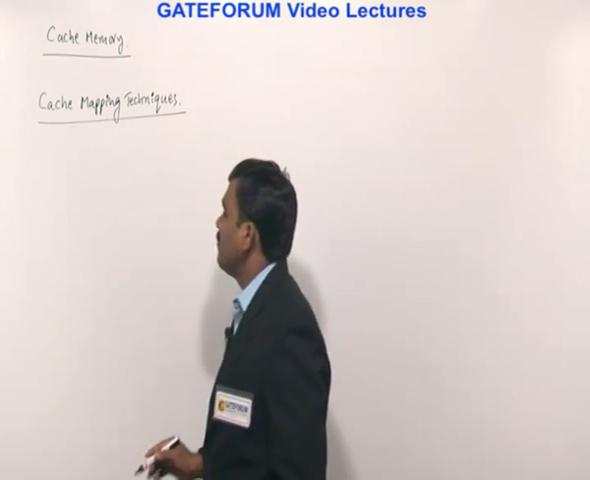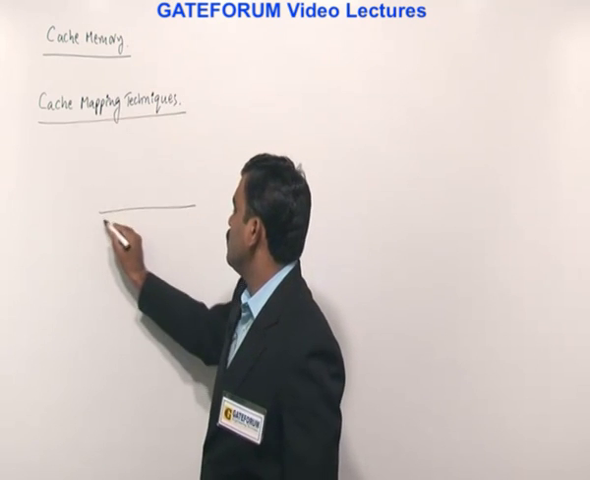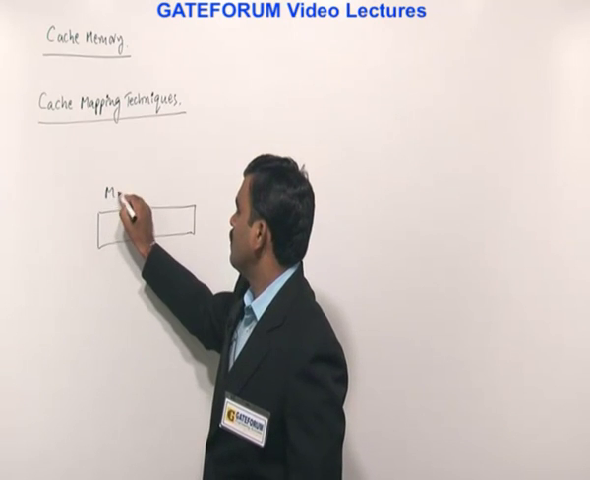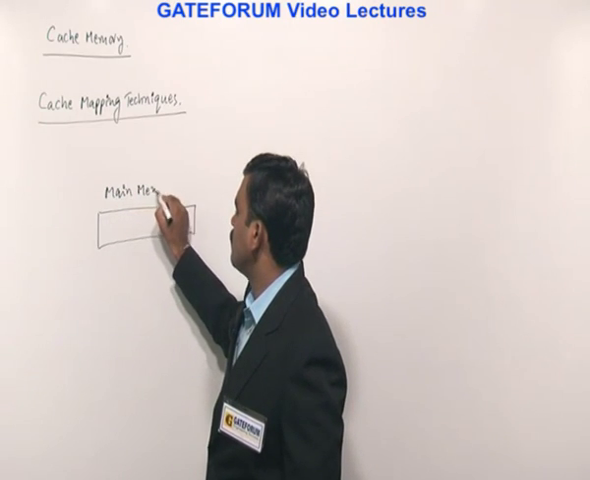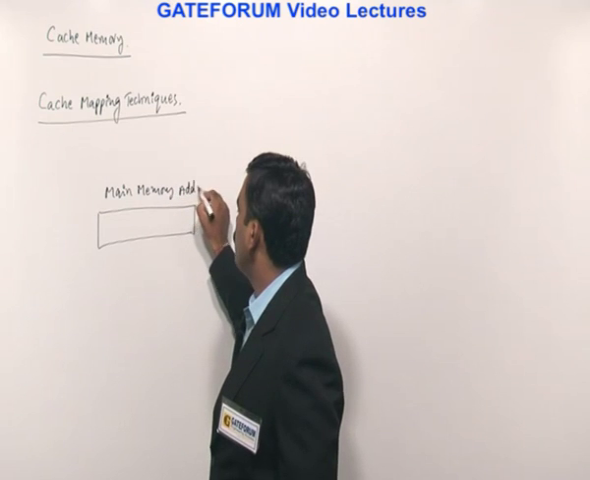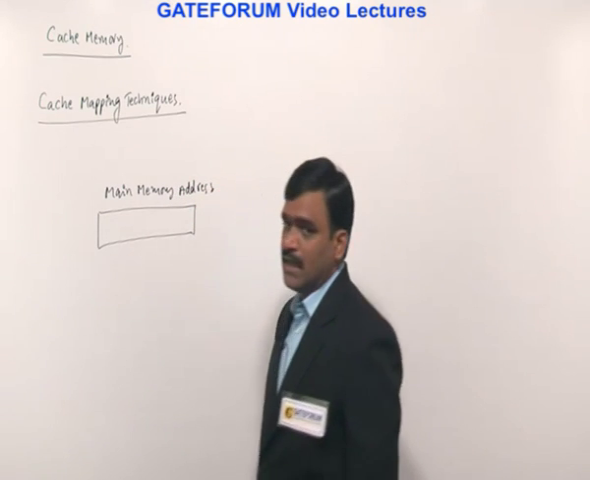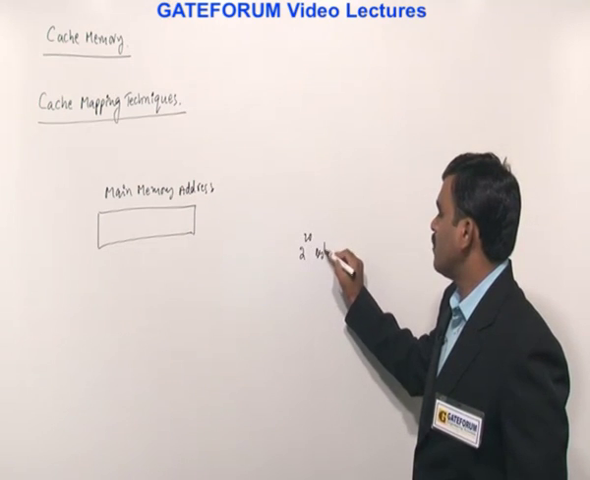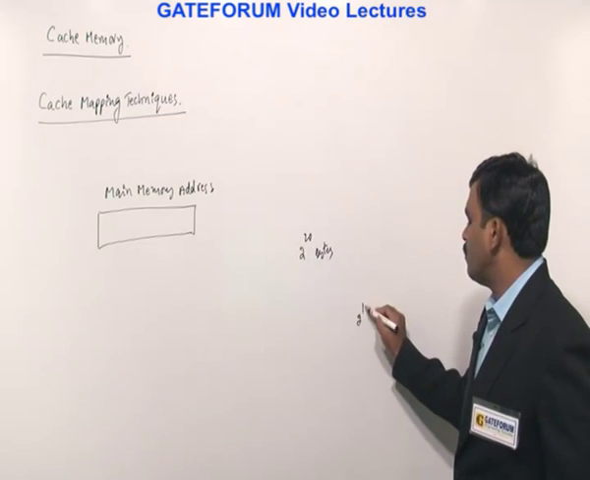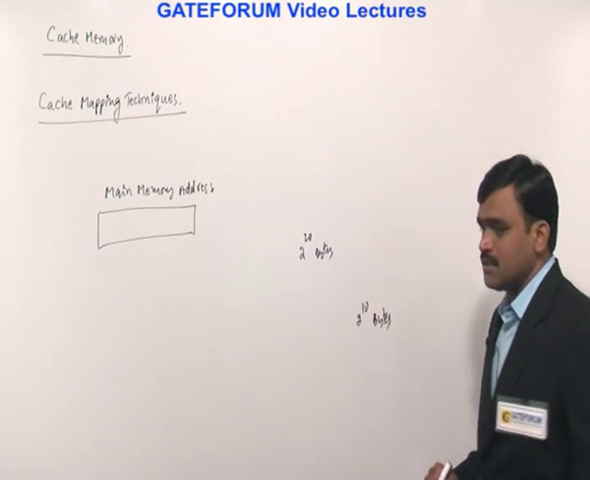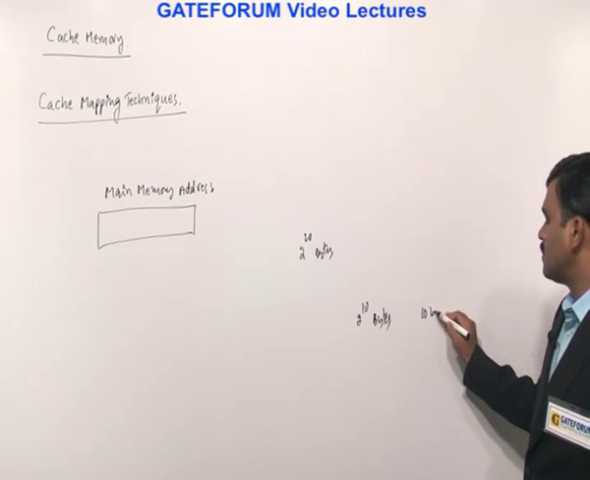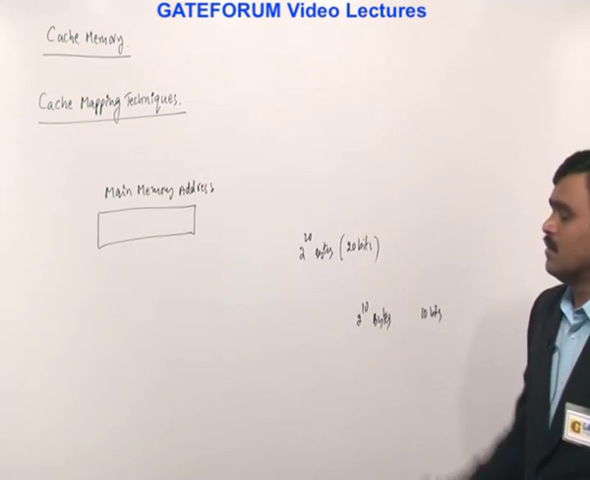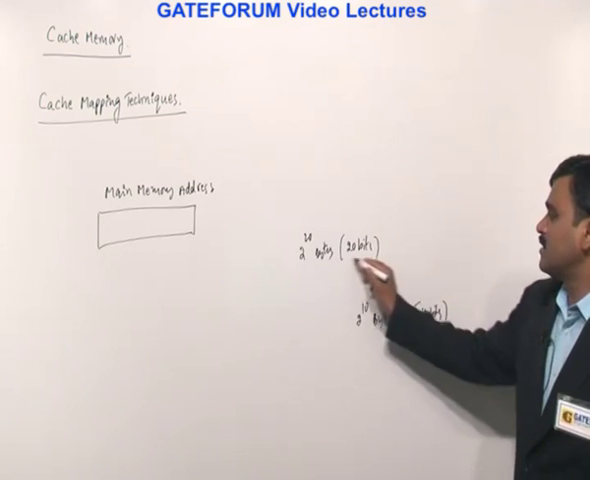Generally, when the CPU has generated a main memory address, using this main memory address we have to refer to the cache memory. The main memory address may contain more bits, and the cache memory address may contain fewer bits. For example, if you have 2 power 20 bytes of main memory and only 2 power 10 bytes of cache memory, then the cache address requires only 10 bits, but the main memory address requires 20 bits.